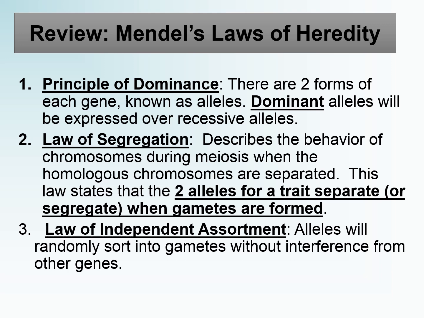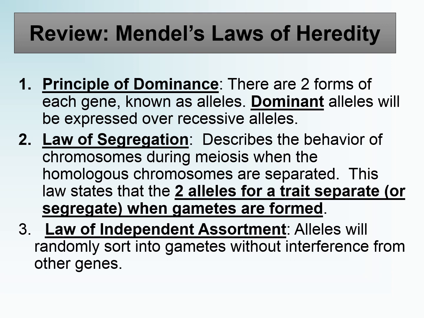So the previous PowerPoint talked about Mendel's law of heredity, and we're just going to review that one more time. Mendel came up with some laws or some principles. His first one was the principle of dominance. There's always going to be two forms of each gene, known as the alleles. The dominant allele will always be expressed over the recessive allele. Remember, the dominant allele is going to be represented by uppercase or the big letters.